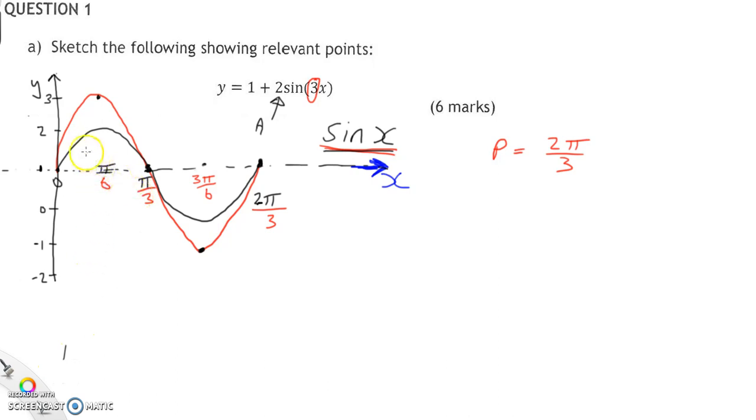So yeah, I'd be inclined to remove that black line. Just to be clear on that, this red line here is this function here, y equals 1 plus 2 sine 3x.